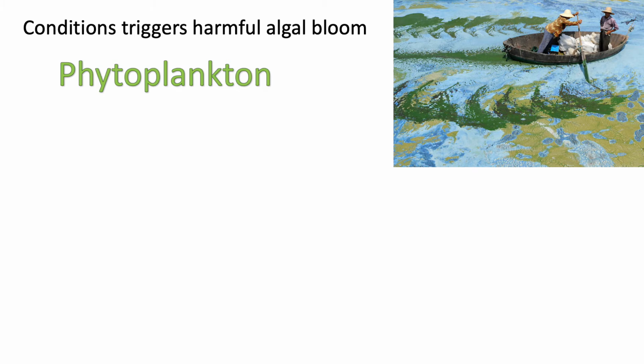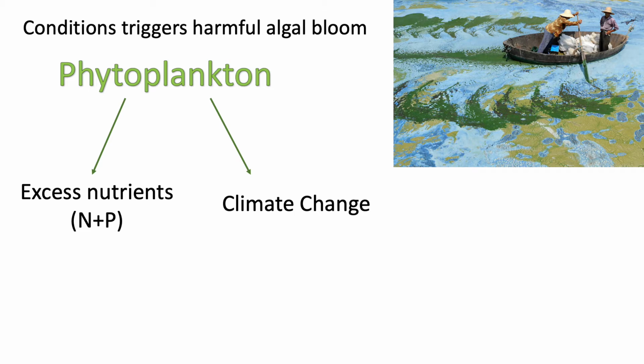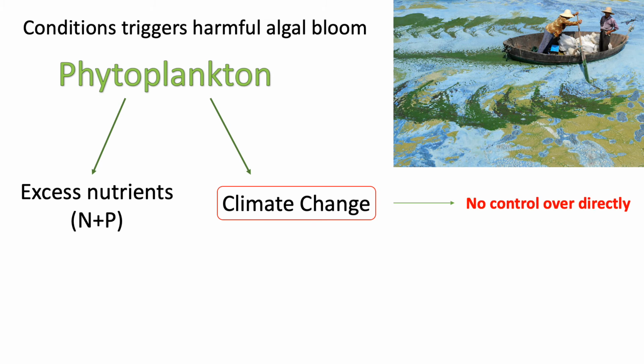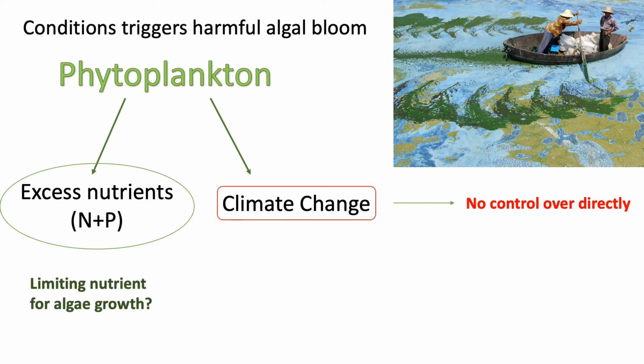Another question is what conditions can trigger harmful algal bloom? Phytoplankton is affected by excess nutrients in the environment and also affected by a certain temperature. Climate change with increase of temperature is usually not something we can control directly, so we want to control more the nutrients part. And the question is usually for nitrogen and phosphorus, which one is the limiting nutrient? So if one is more abundant, the other one is more limited.